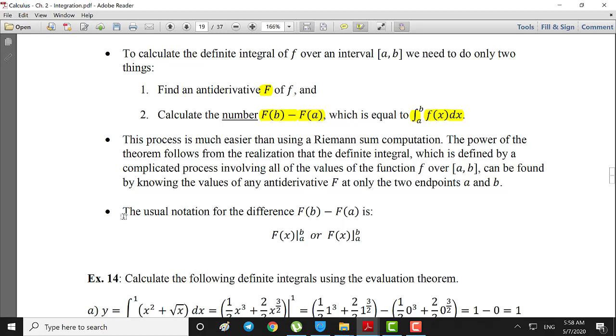Now, the usual notation for the difference F at b minus F at a is this. So instead of writing F at b minus F at a, we write capital F evaluated at a and b. We write a line after F of x. At the bottom of the line segment, we write a, and at the top of the line segment, we write b. Or instead of a line segment, we can use something like this, right?